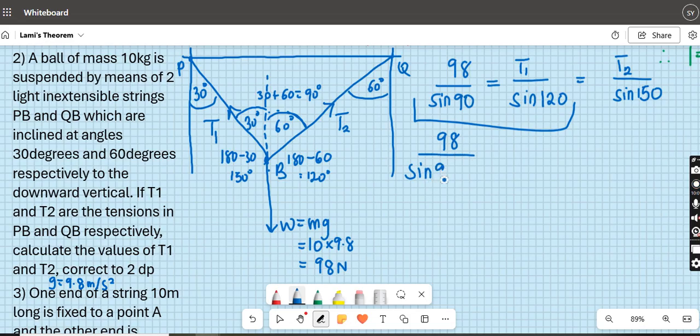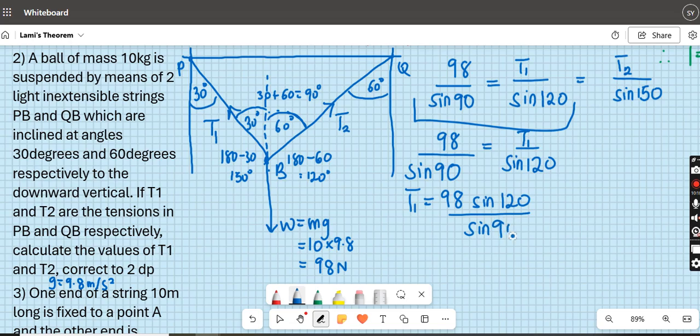That's the first equation. 98 over sine 90 is equal to T1 over sine 120. So our T1 is going to be 98 sine 120 all over sine 90. If you compute this, the question said to 2 decimal places, you are going to get 84.8705 Newton, which is approximately 84.87 Newton, correct to 2 decimal places. That is our T1.